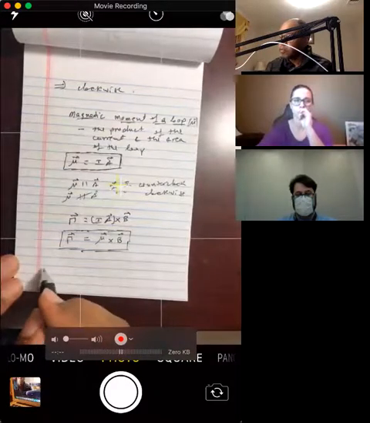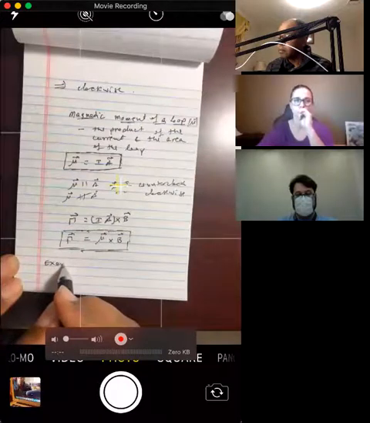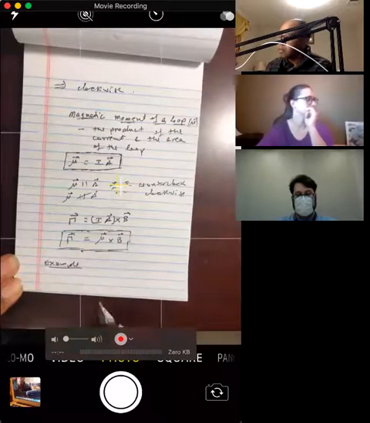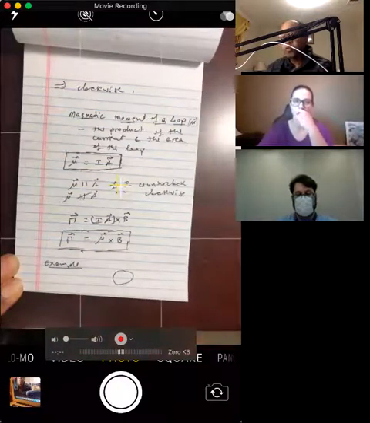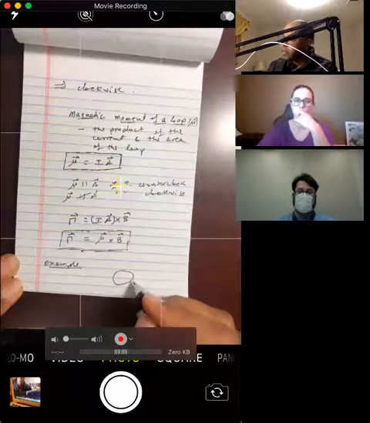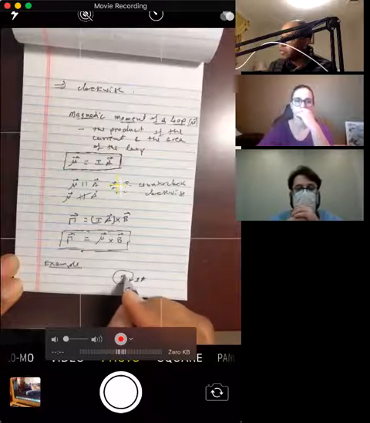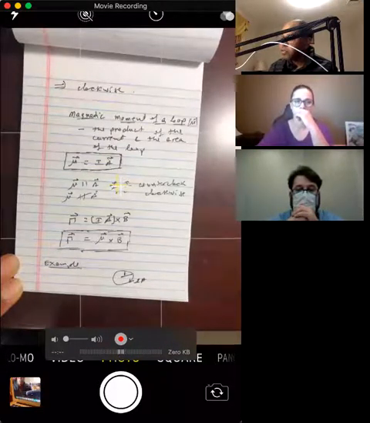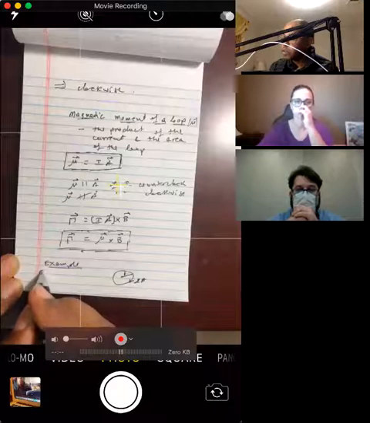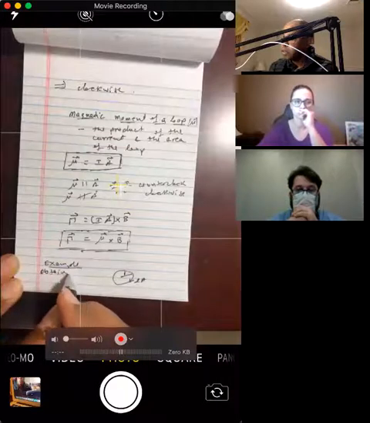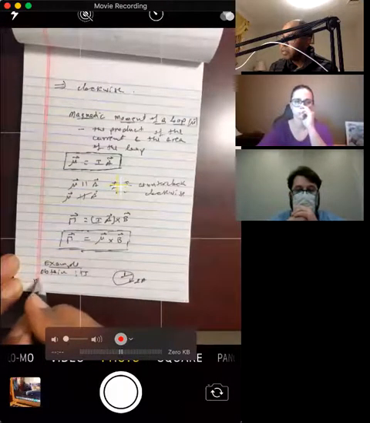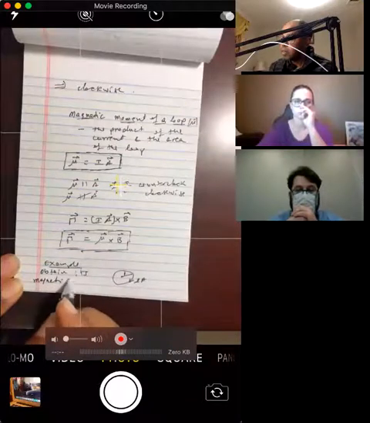So, for example, let's say we have this loop over here. Let's say it's carrying a current of 2 amps. Let's say the radius is 1. The question is to obtain its magnetic moment.